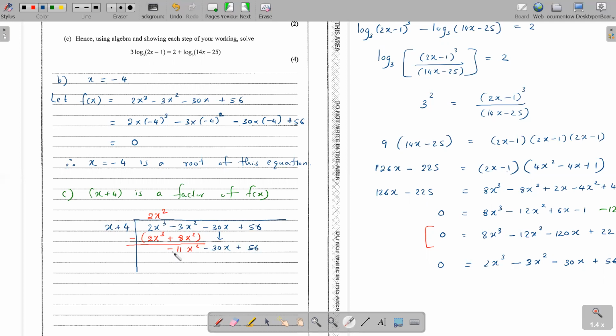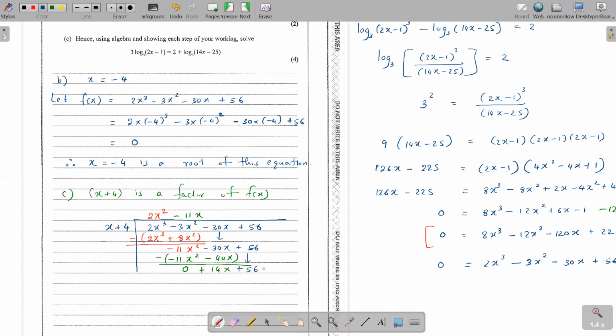Then we divide the minus 11x squared by x, and the next term we get is minus 11x. When we multiply minus 11x with x plus 4, I end up getting minus 11x squared, and minus 11x into plus 4 is minus 44x. Subtract. So this is 0, and minus 30x plus 44x gives me plus 14x, right? Plus 14x, and then bring down the 56.